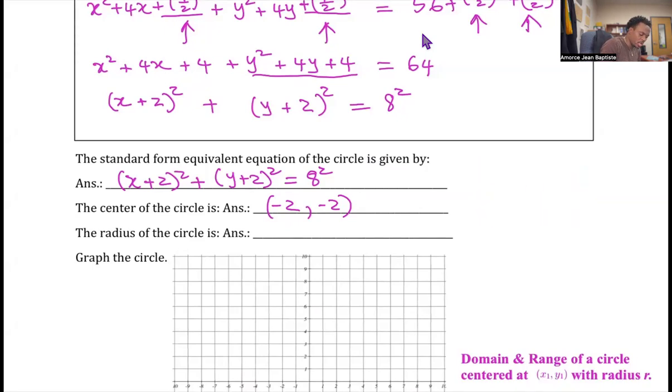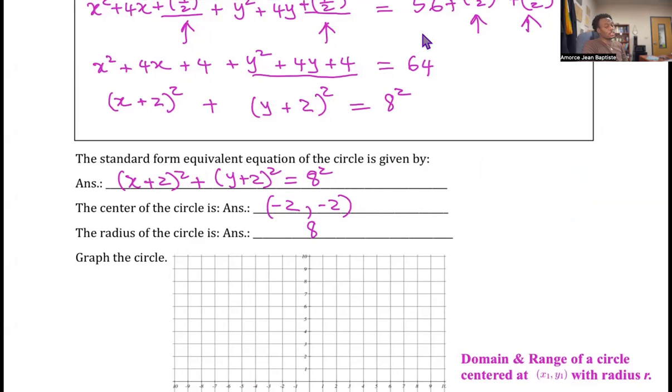And then the radius is the base of the square. So basically, if you kept the 64, you should take the square root of that 64 to get the radius, or if you keep it with something squared, it's just going to be that 8 that is your radius. Now, how do we graph this circle?